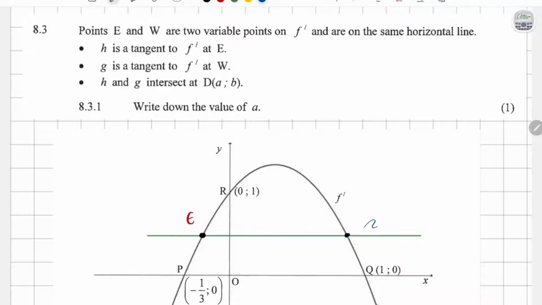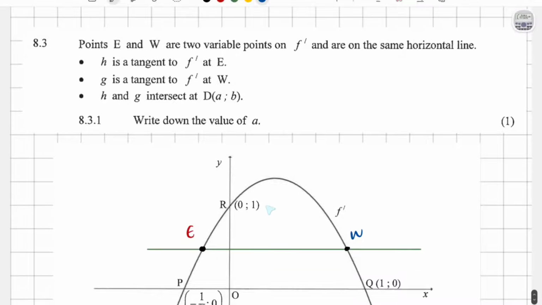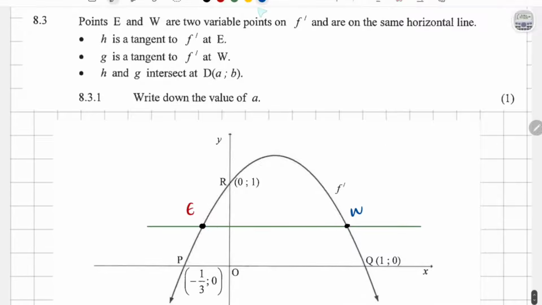So E and W. Then they tell us that H is a tangent to F prime at E. Well, tangents are straight lines. So we have a straight line that is a tangent to this graph of F at the point E. So since it's at the point E, supposing that E is over here, then this tangent must look like this. Because it's a tangent, it must only cut the graph once. So it's going to look something like this. And it basically just touches the graph once. Okay, so that is our point. That's our H. So I'll label that H.